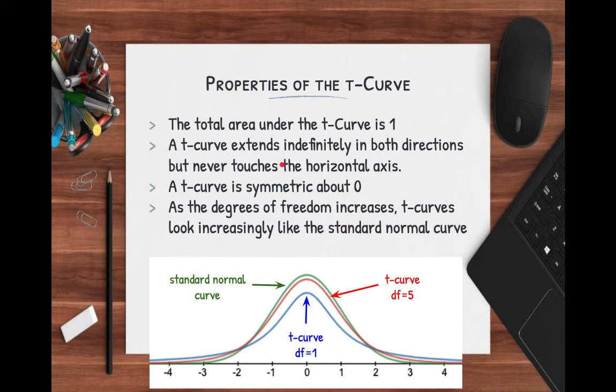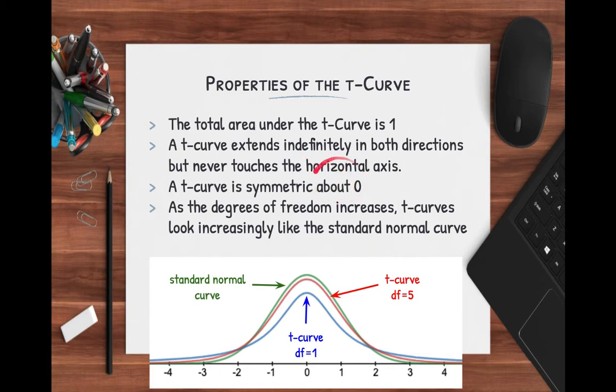Now, again, this is a distribution, so we look at a density curve. The total area under the t-curve is 1. This is important for it to be a density curve, so we can get our probabilities off of this. The curve extends indefinitely in both directions, and it never touches the horizontal axis. It gets closer and closer to it. Again, it's a density curve, but it is symmetric about 0.